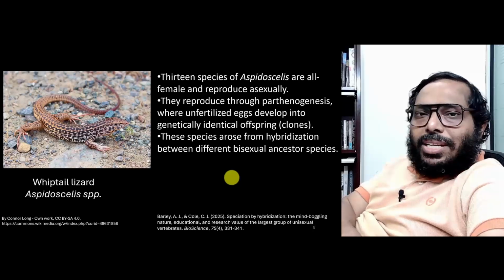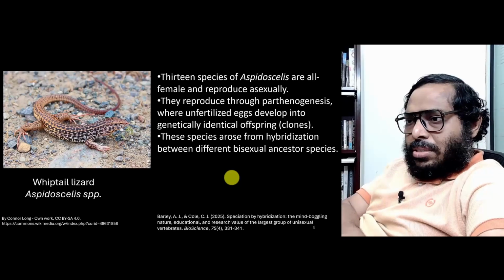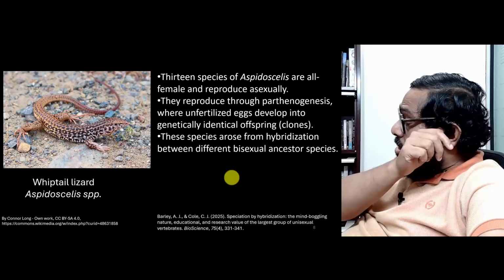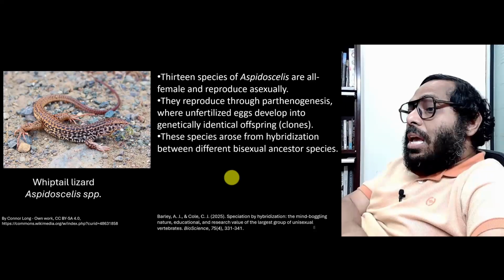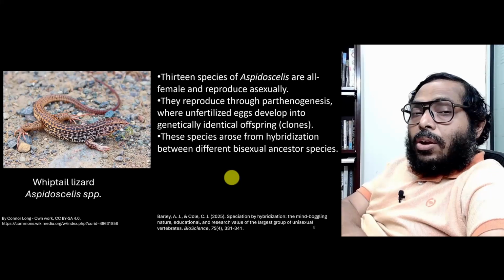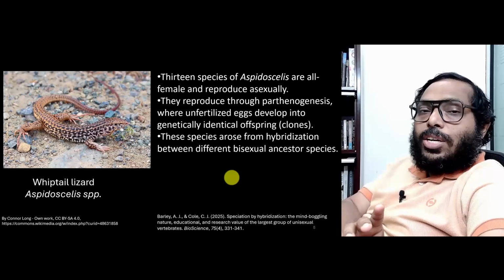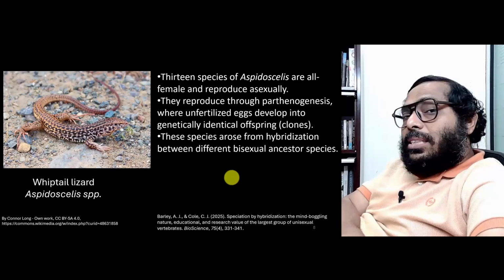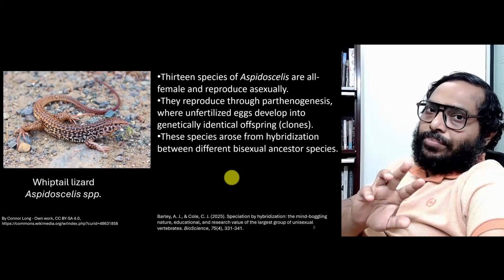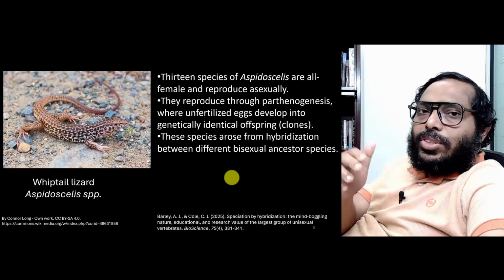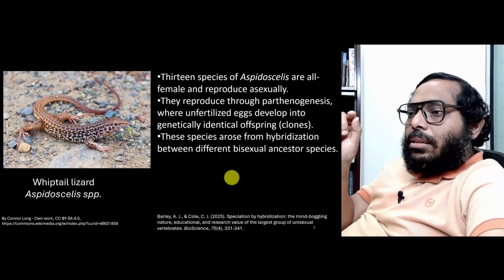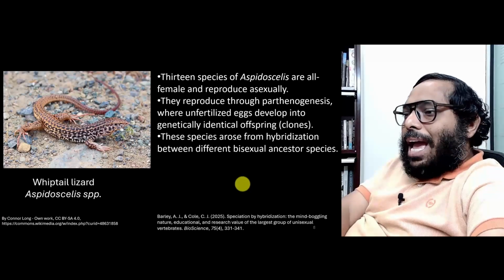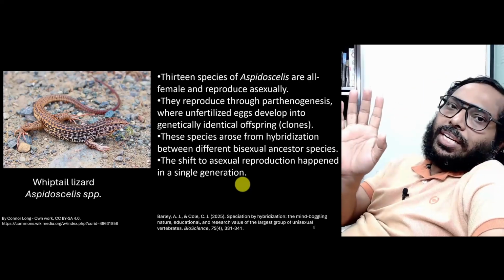Now, the interesting bit about these asexual species amongst all the Aspidoscelis genus is that all of them have arisen due to hybridization events at different times between ancestor species which were bisexual. And scientists have shown that in all these cases, the arising of the asexual lineage has happened in a single generation.